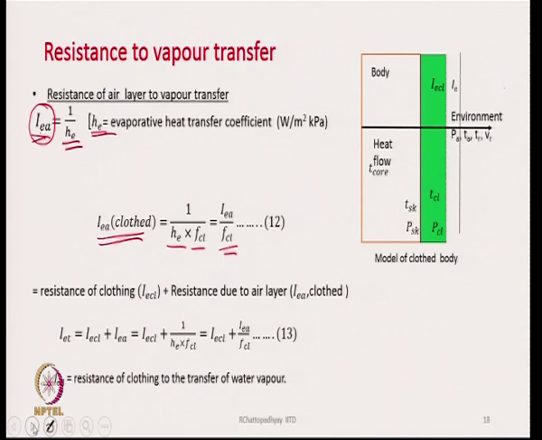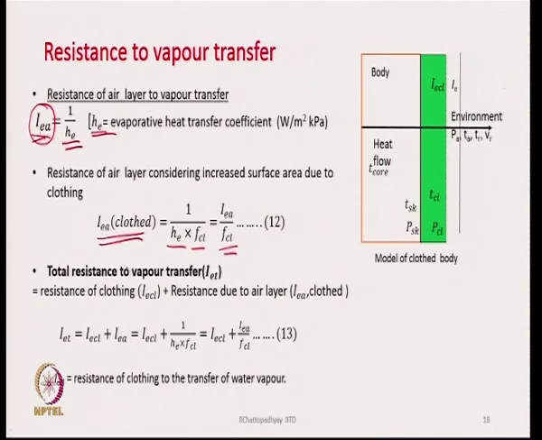Now, the total resistance to vapor transfer. First of all, this is the resistance of the air layer to vapor transfer without considering the increased surface area. The first one is for a naked body. The second one is for when the body is clothed, but it is still the resistance of the air.